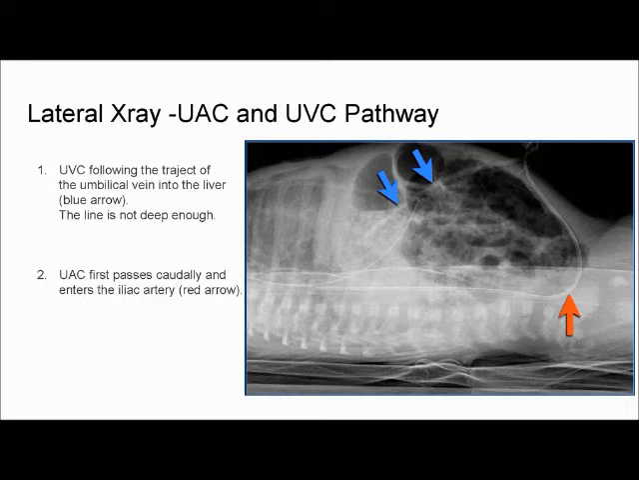In lateral X-ray, UAC and UVC pathway: UVC follows the trajectory of the umbilical vein into the liver. In AP view, it is a straight course, and in lateral view it is more superficial. And UAC first passes caudally and then enters the iliac artery. In AP view, it is a coiled pathway. In lateral view, it is closer to the vertebrae.